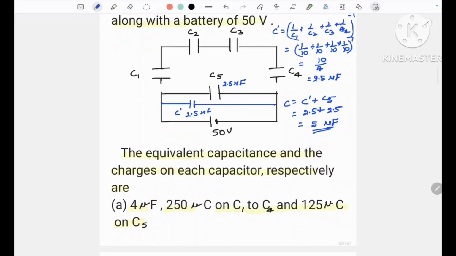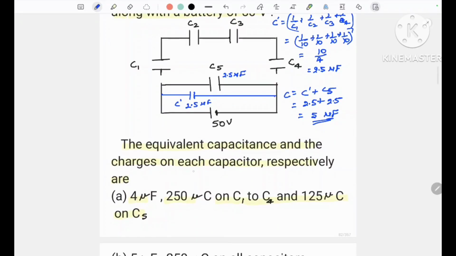तो चार्ज ऑन C5 अगर हम इसको Q5 से डिनोट करें, that will be C5 into voltage V, 2.5 microfarad into 50, 125 microcoulomb. चार्ज ऑन C डैश अगर इसको QC डैश से डिनोट करें, that will be 2.5 into 50, 125 microcoulomb.